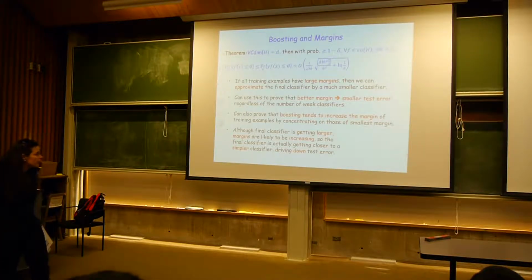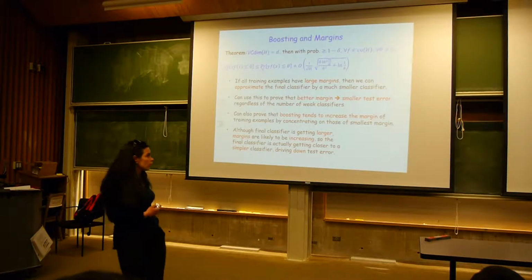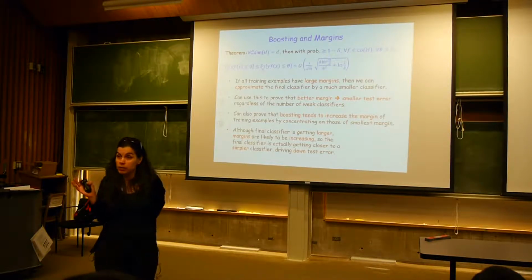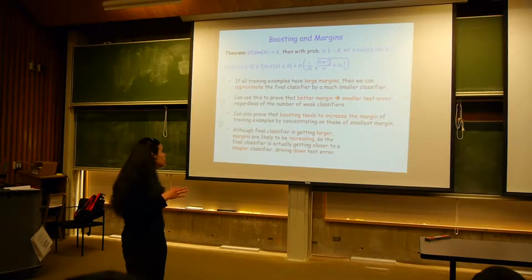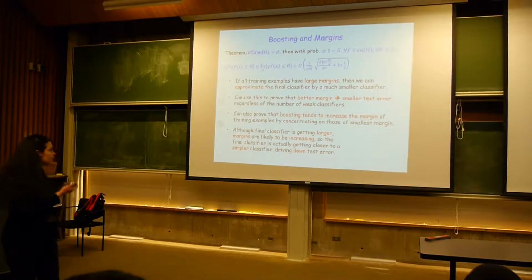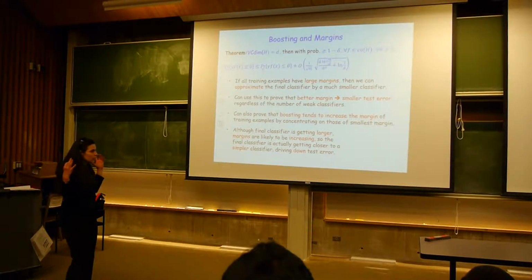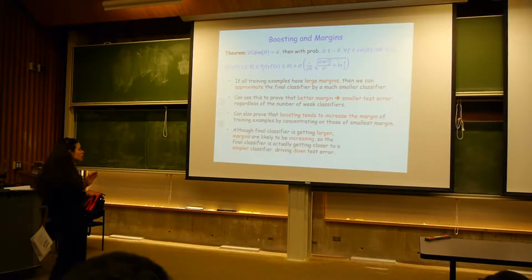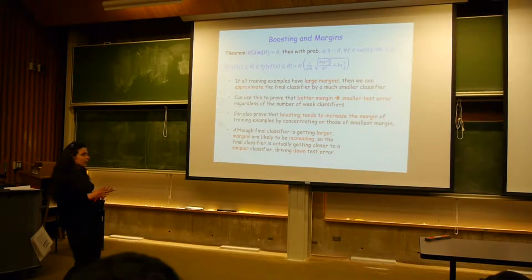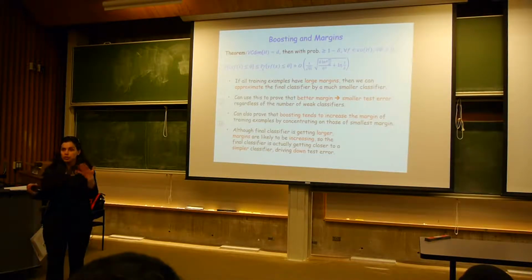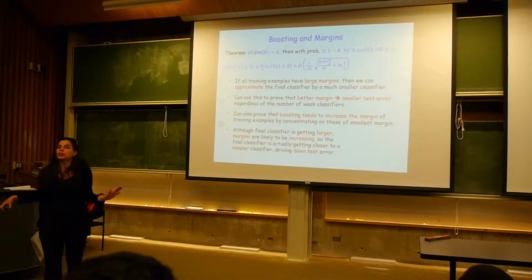I also want to mention that in their paper, they also argued that AdaBoost tends to increase the margins by focusing, in each round, on examples that have smaller margin. Putting all this together, the punchline is that even as we increase the number of rounds and the final classifier is getting larger, the margins are likely to be increasing. So the final classifier is actually getting closer to being a simpler classifier, which explains why the generalization error keeps dropping.